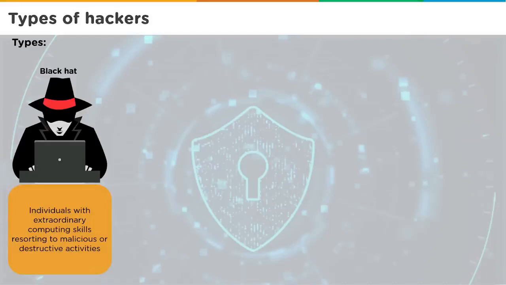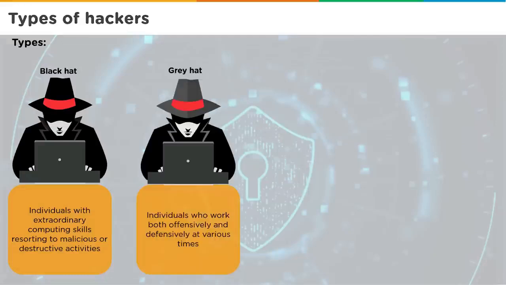Individuals with extraordinary computing skills resorting to malicious or destructive activities. These are your criminal hackers who try to profit from their crimes, and they will have a malicious intent in trying to hack a victim organization. The grey hats are individuals who work both offensively and defensively. What does that mean? They could work as black hat hackers with malicious intent and try to harm some organization, while on the other hand, they would also try to work as a security analyst and try to enhance the security posture of an organization for a remuneration.